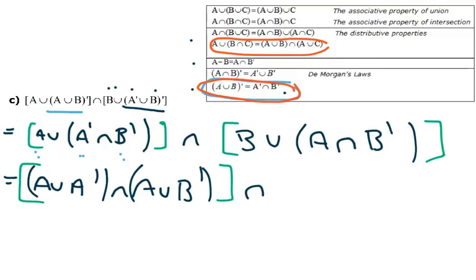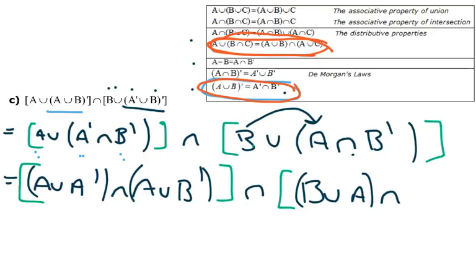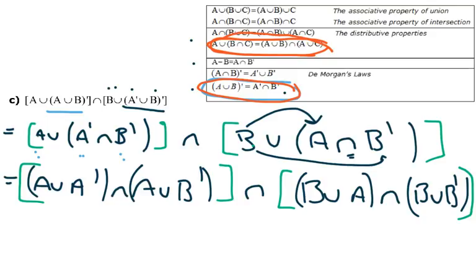And then we look on the right hand side. What have we got on the right hand side? Well, we've got B union, so the union of an intersection. And that's exactly the same property we've just used. It's this distributive property here. And in this case, we'll end up with (B union A) intersection, which comes from here, (B union B complement). There we go. And now hopefully we'll be able to simplify some things.